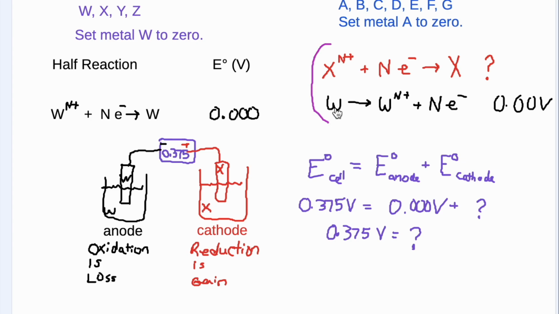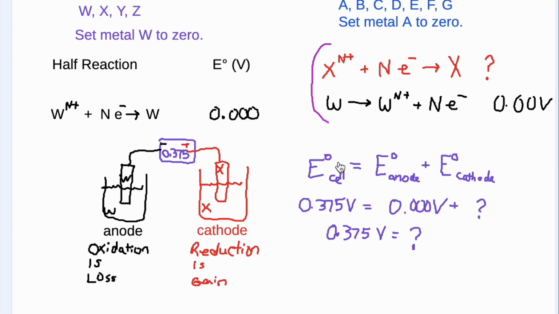We have the W, the anode, being an oxidation. So that means it's losing electrons. Metal W is losing electrons, becoming W with a +N charge, losing N number of electrons. And then at the cathode, that is where reduction is taking place. So we have X with an N positive charge getting N electrons added to it to become solid metal X. So this is what's happening in our system here.